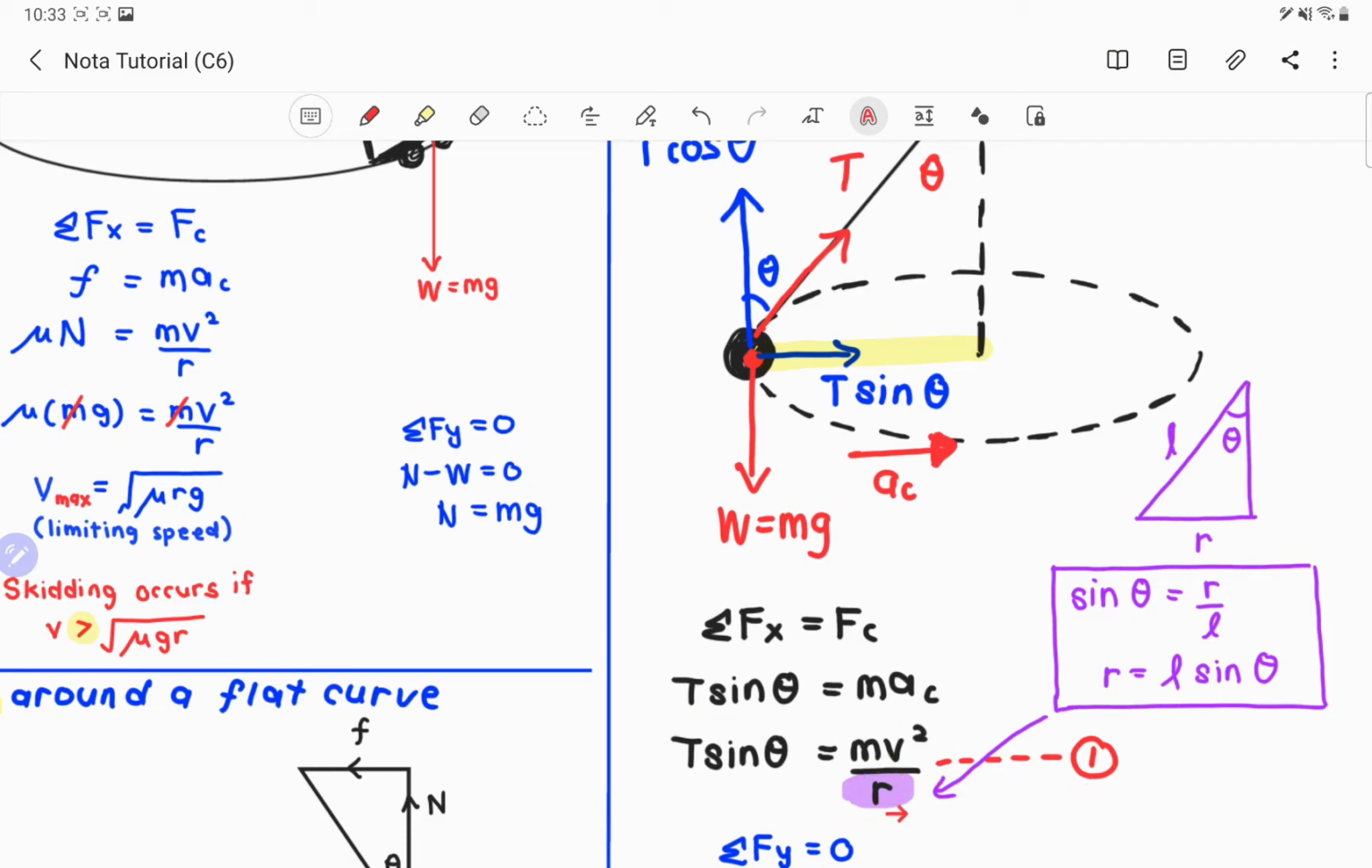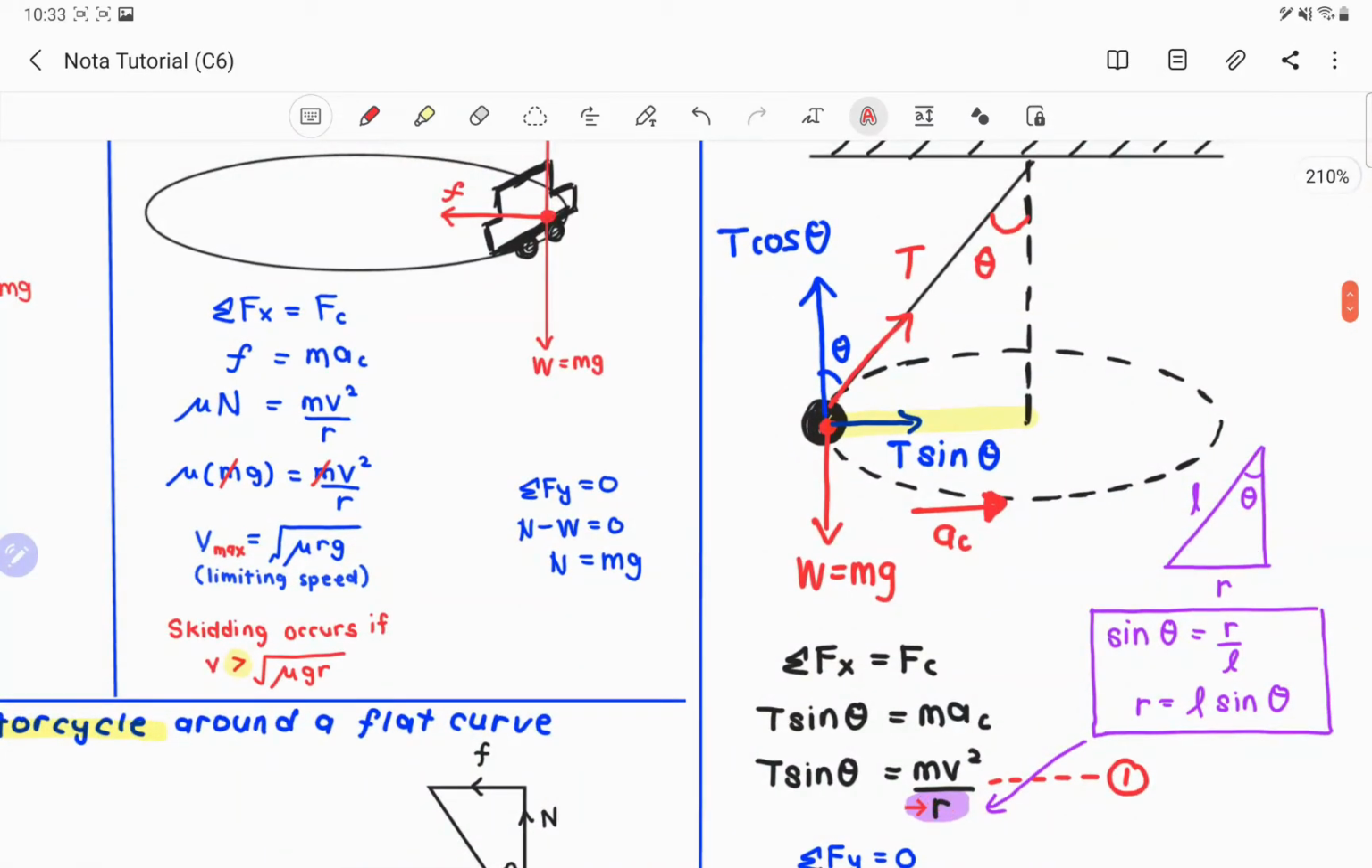But then you have to take note, R tu adalah radius. Okay, the most common mistake is that students substitute R with the length of the string. Salah lah sebab length of the string adalah panjang ni. Okay, this is the radius of the circle and this is the theta.